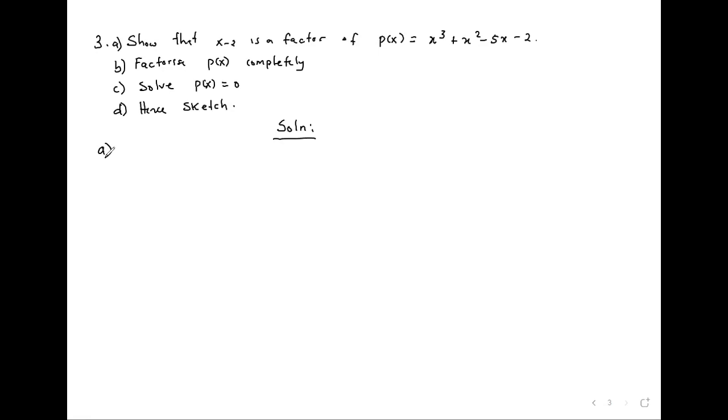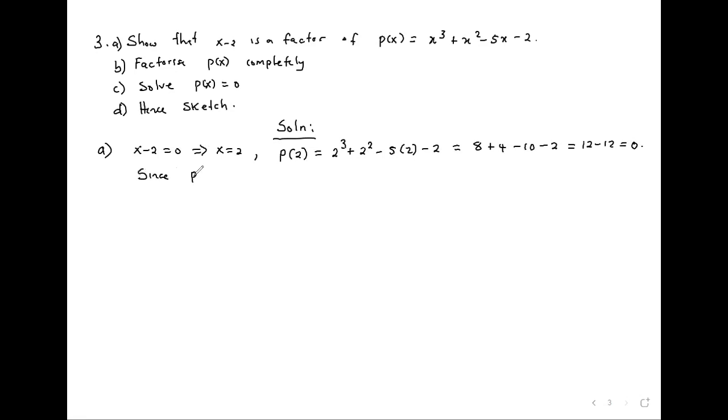A, to show, we get x minus 2 is equal to 0, solve and get these two, substitute it in P and see what we get. Meaning we get 8 plus 4 minus 10 minus 2, giving us 12 minus 12, which is equal to 0. So you say, since P of 2 is equal to 0, x minus 2 is a factor of P of x. That's how you show.